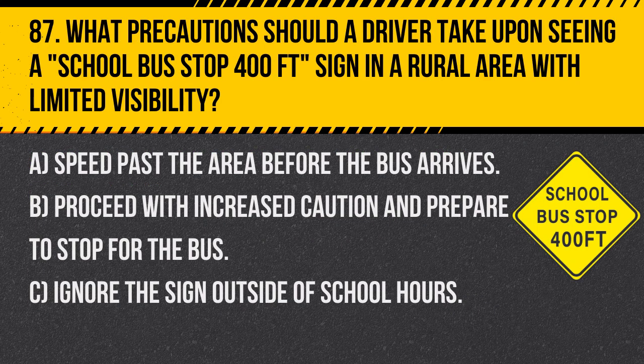Question 87. What precautions should a driver take upon seeing a school bus stop 400 feet sign in a rural area with limited visibility? A. Speed past the area before the bus arrives. B. Proceed with increased caution and prepare to stop for the bus. C. Ignore the sign outside of school hours.